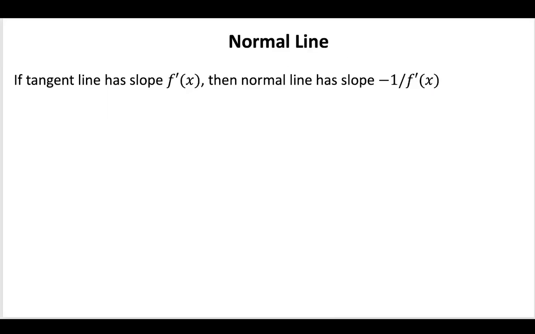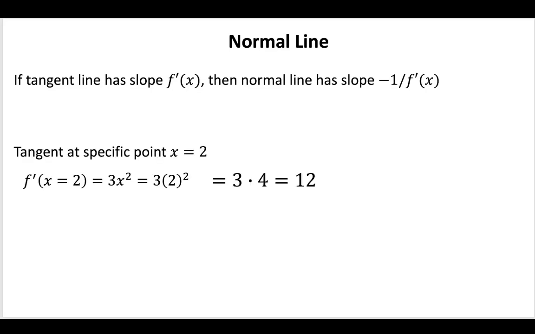So if a tangent line has a slope of f prime of x, then the normal line at that point is going to have a slope of minus 1 over f prime of x. So it has the negative inverse of the slope of the tangent. So at a specific point, x is equal to 2.